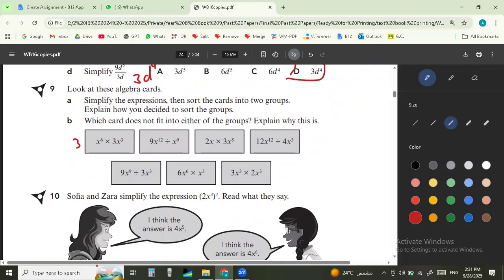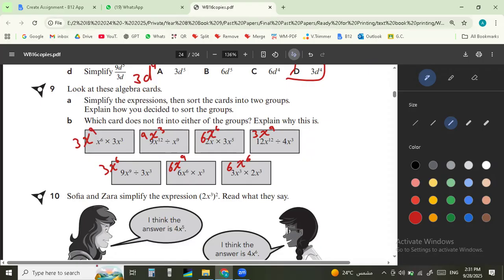This is going to be 3x to the power of 9. And here you're going to say 9x to the power of 3. And here you're going to find 6x to the power of 6. And here you're going to find 3x to the power of 9. This is 3x to the power of 6. Here is going to be 6x to the power of 9. And here is going to become 6x to the power of 6. Good. Now I found the answer to them.